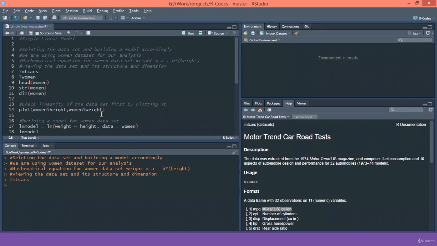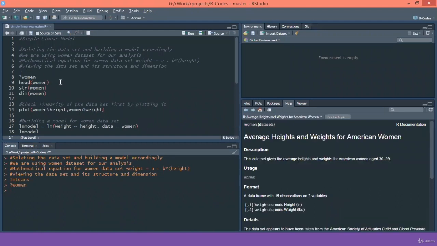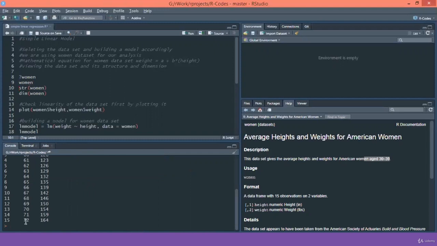So I have already written the code for you. The data set that I'm using is the women data set. As you can see, there is a data frame with 15 observations and 2 variables, that is height and weight, and the women are aged between 30 to 39. So let's check the value of the women data set. We can see there are 15 values of height and weight. You see, as height increases, weight also increases.